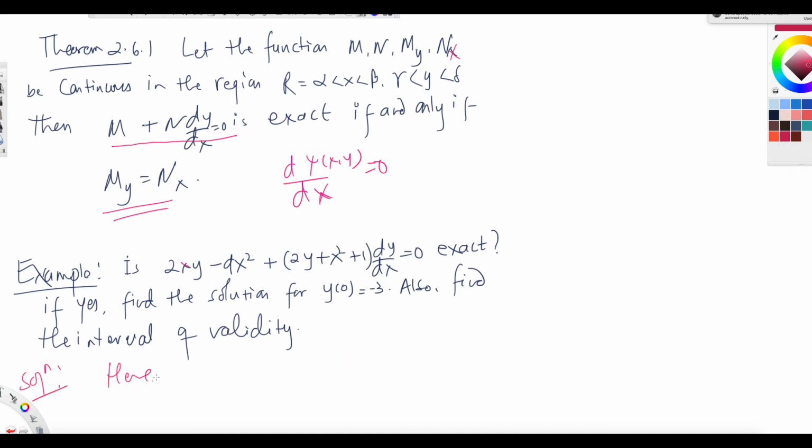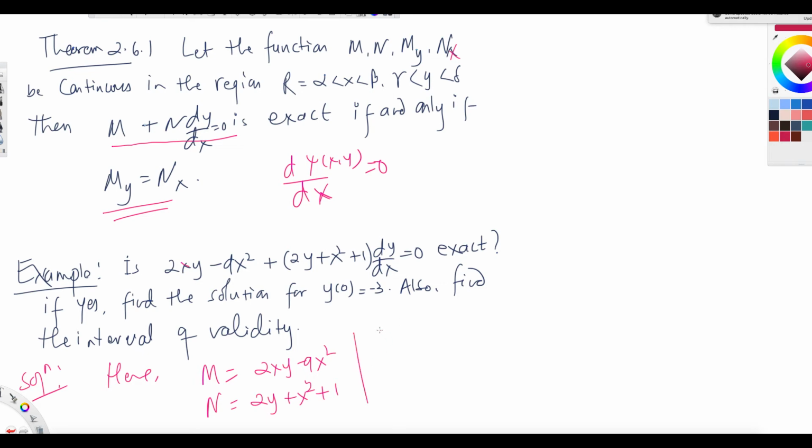Here, what is M? M is this thing, right? Because this is dy over dx, the function that comes with dy over dx is N. Okay, M is 2xy minus 9x squared. What is N? N is 2y plus x squared plus 1. Okay, so is it exact or not?